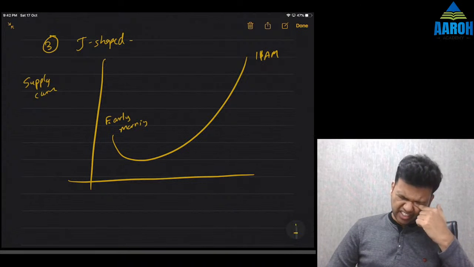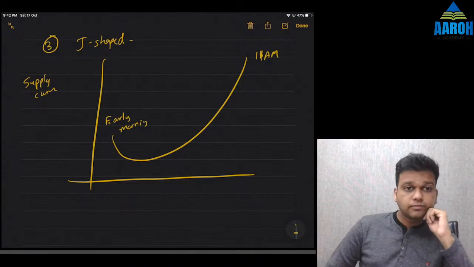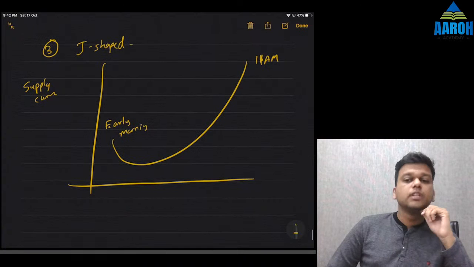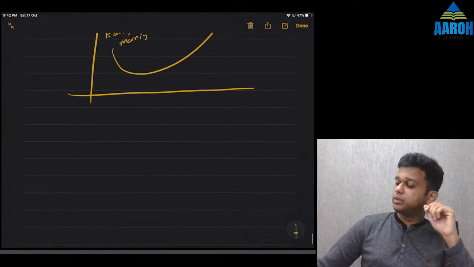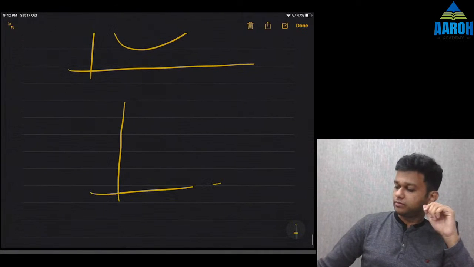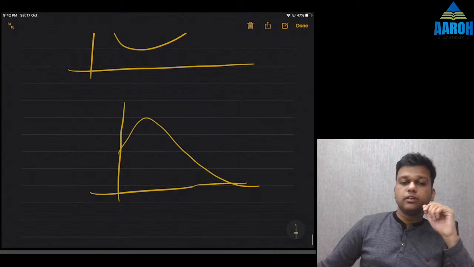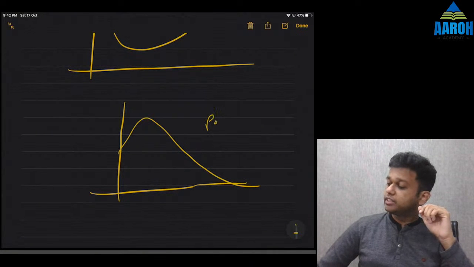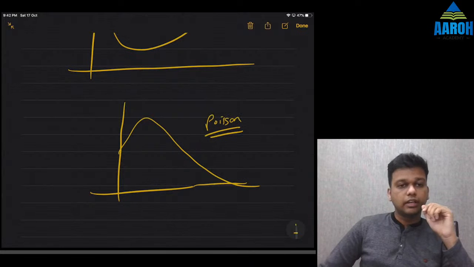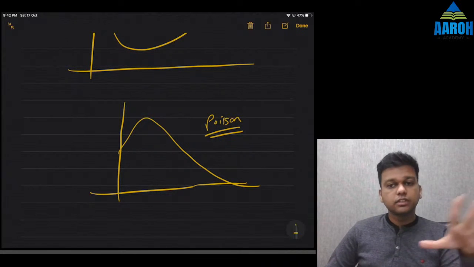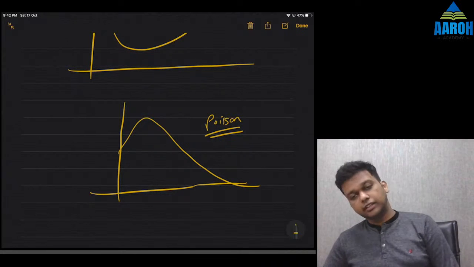Accidents. Why accidents, Rishiraj? Actually, curves of accidents, Rishiraj, will look like this, because that follows a Poisson distribution, if you remember, right? So it is positively skewed. Curve of accident should look like this. Is it clear, Rishiraj?